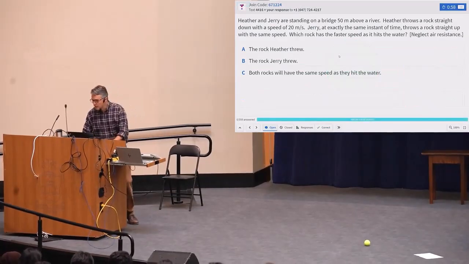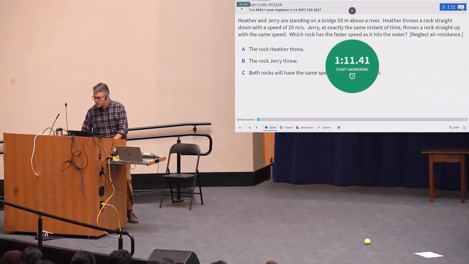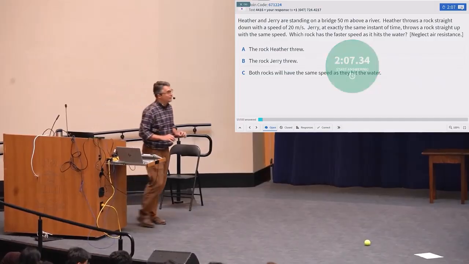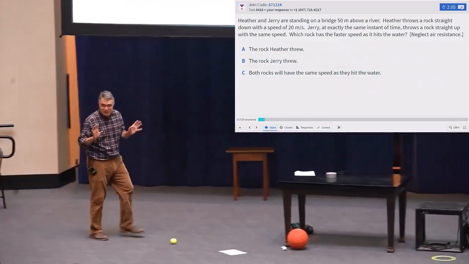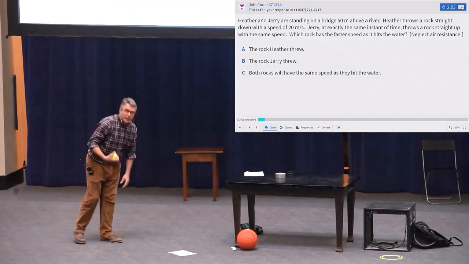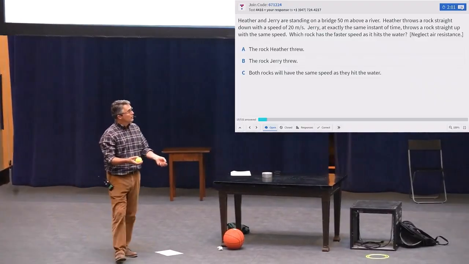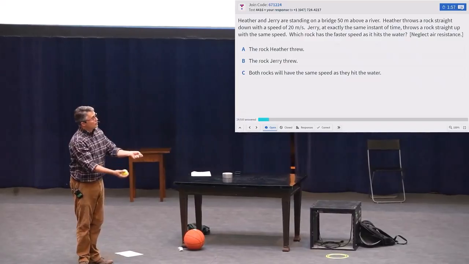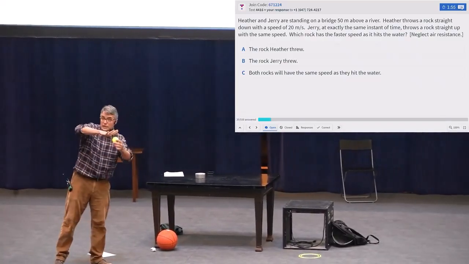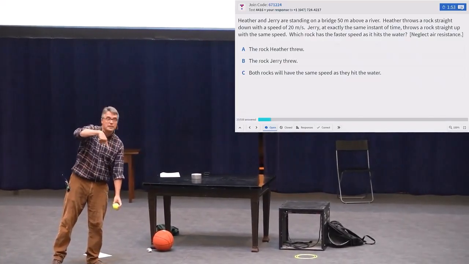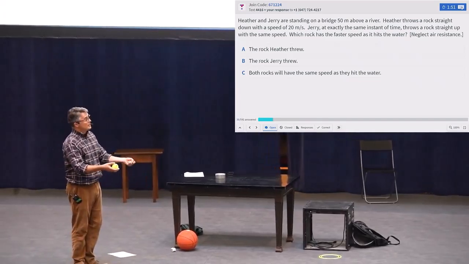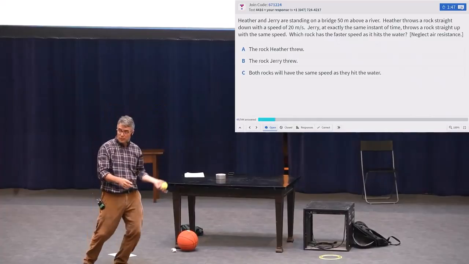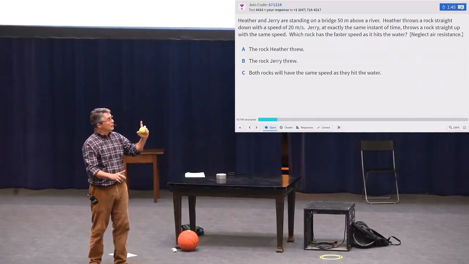Okay, this is a weird one. What you can imagine is that there are two rocks that are very small and heavy, so the air resistance is pretty negligible. Heather and Jerry are standing on a bridge 50 meters above the water. Heather throws the rock straight down with an initial speed of 20 meters per second down. Jerry, at the exact same instant of time, throws a rock straight up with 20 meters per second up.